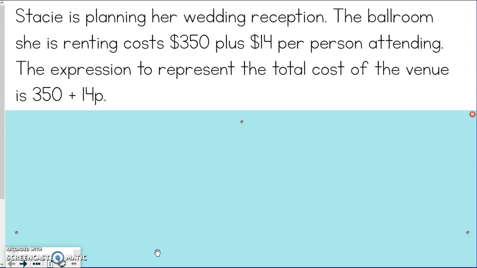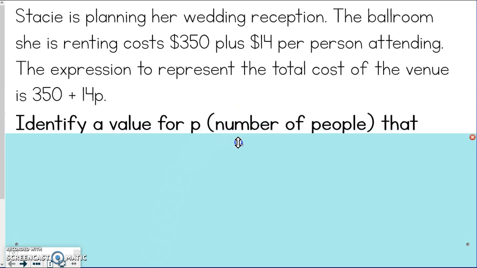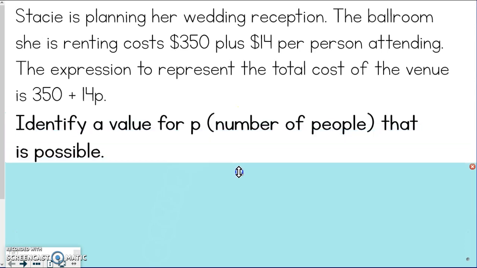The ballroom she is renting costs $350 plus $14 per person attending. You don't need to write the expression, they give it to you here. It says the expression to represent the total cost of the venue is $350 plus 14p to represent those people. So instead of focusing on solving or anything like that, what we want to do here is identify a value for p, which is the number of people, that is possible, right?